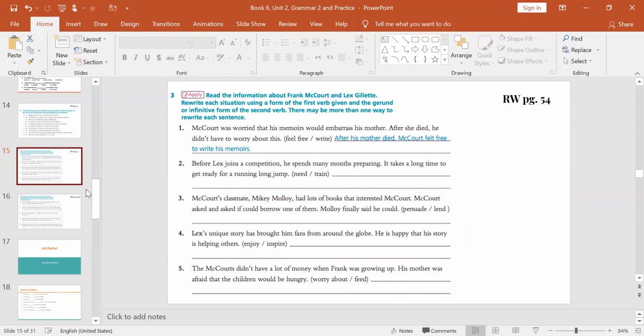And then in your first sentence, the first verb is conjugated. It takes the form, so as we see here, "After his mother died, McCourt felt free to write his memoir." So the "felt" is conjugated, it's past tense. And the second one is either in the gerund or the infinitive. And so he felt free, and then most appropriately the infinitive was to be used, to write his memoirs.